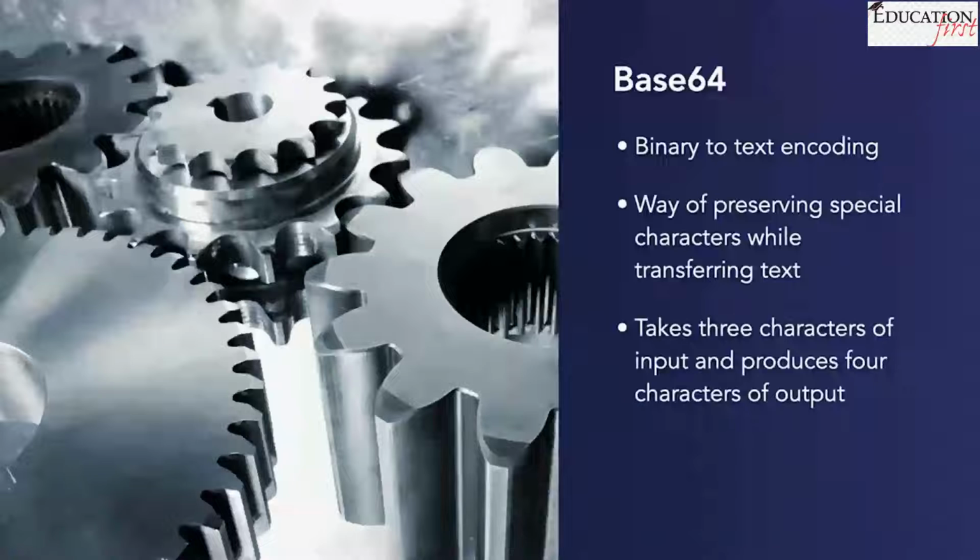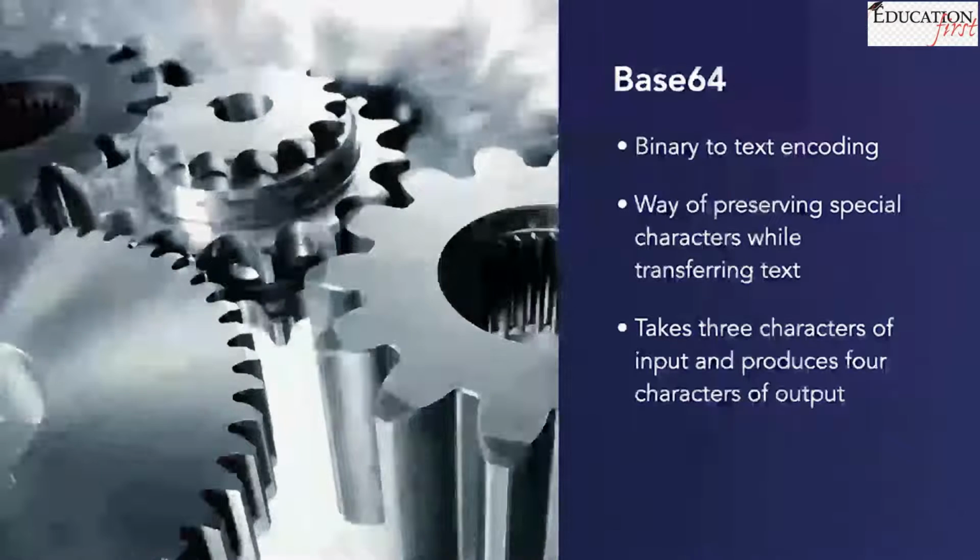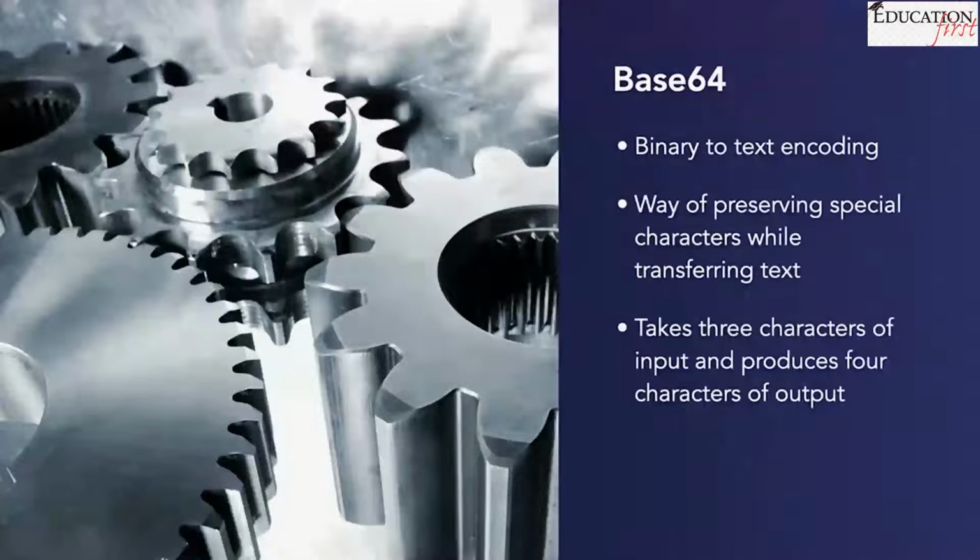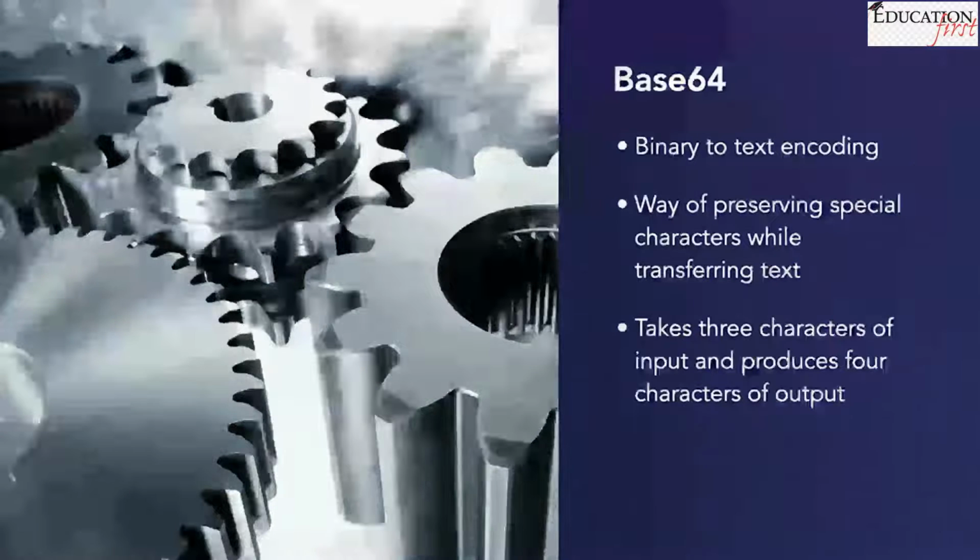So what is Base64? Base64 is binary to text encoding. With binary, we can preserve the special characters while transferring text. For every 3 characters written, it produces 4 characters output. And I'd like to show you how it does this.